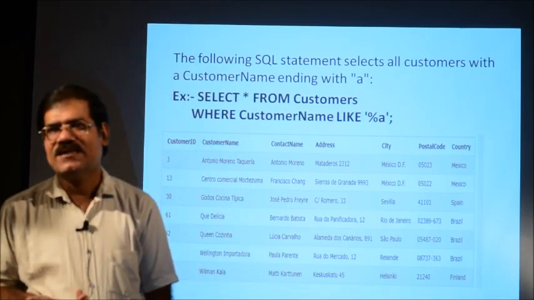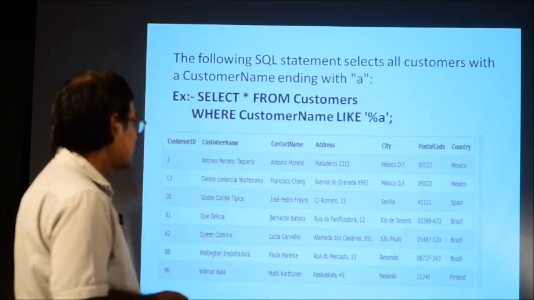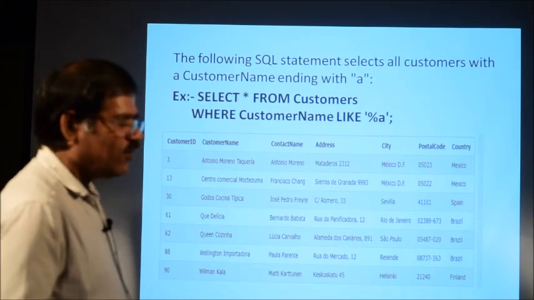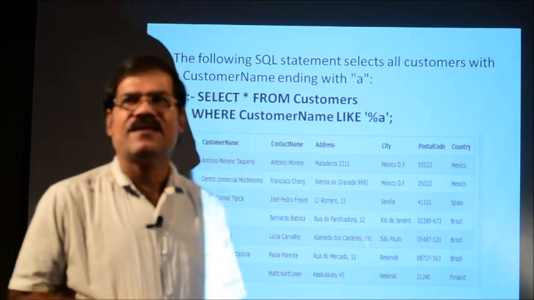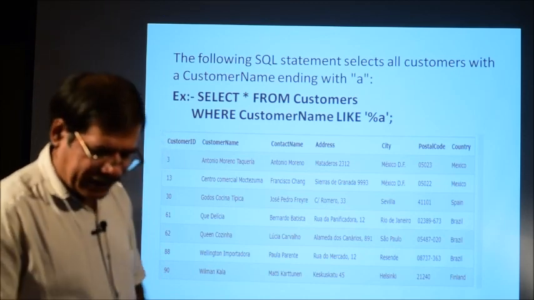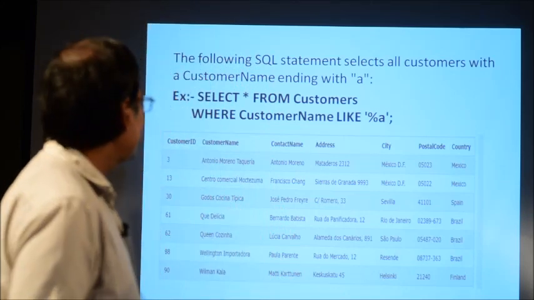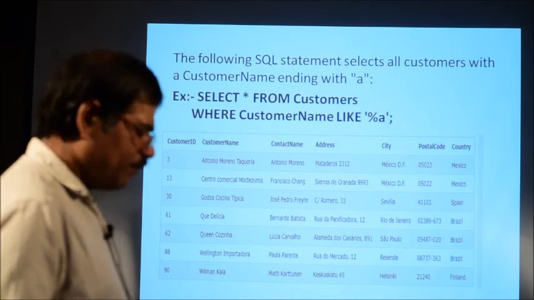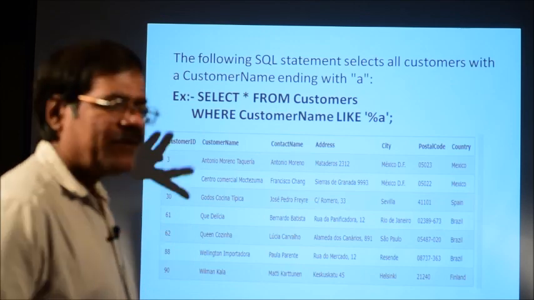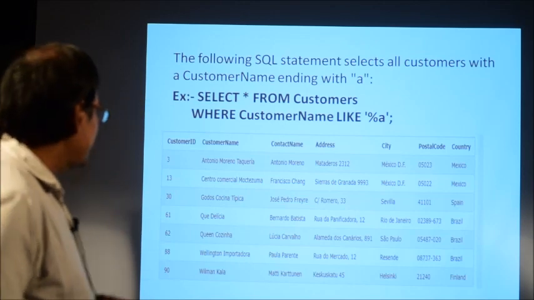So what statement do you write? You write like this: select star from customers, so select all fields from the customers table where customer name LIKE '%A'. In the previous example it was 'A%', but here '%A' means the name ends with A. Those names that end with the letter A, that pattern will be matched and that record will be selected. I am not talking about the first letter of the name, whatever it may be, but the last letter of the customer name must be A.